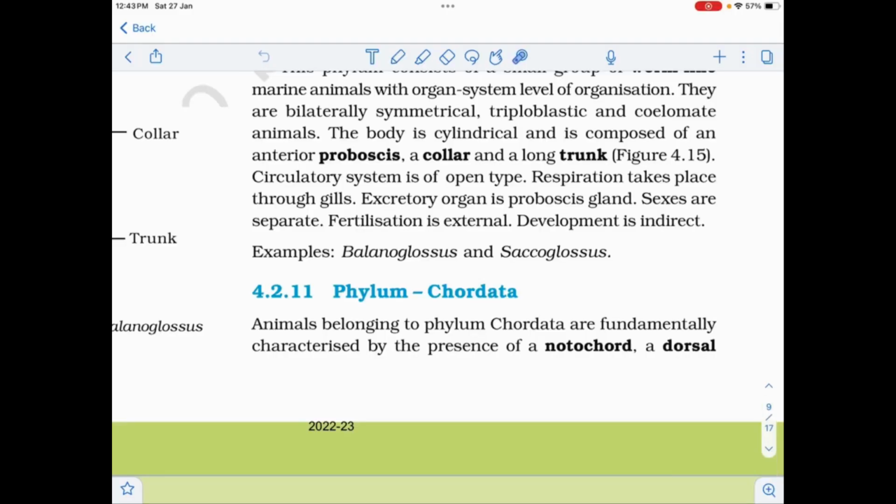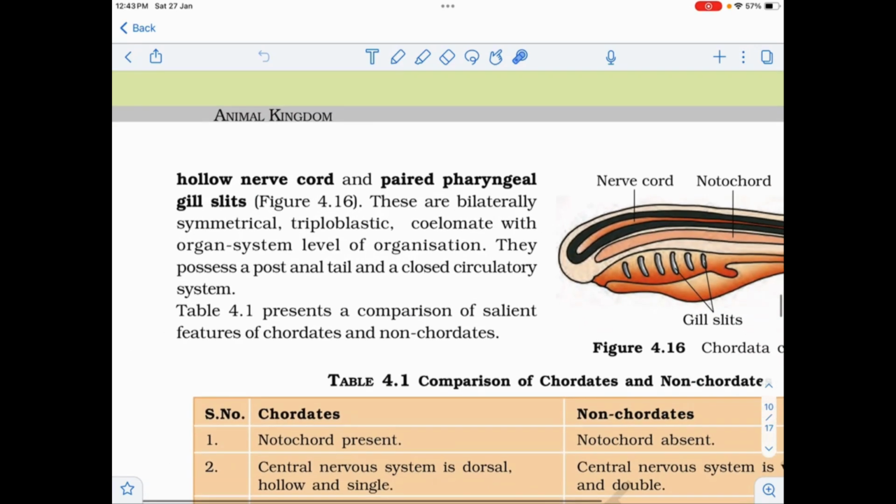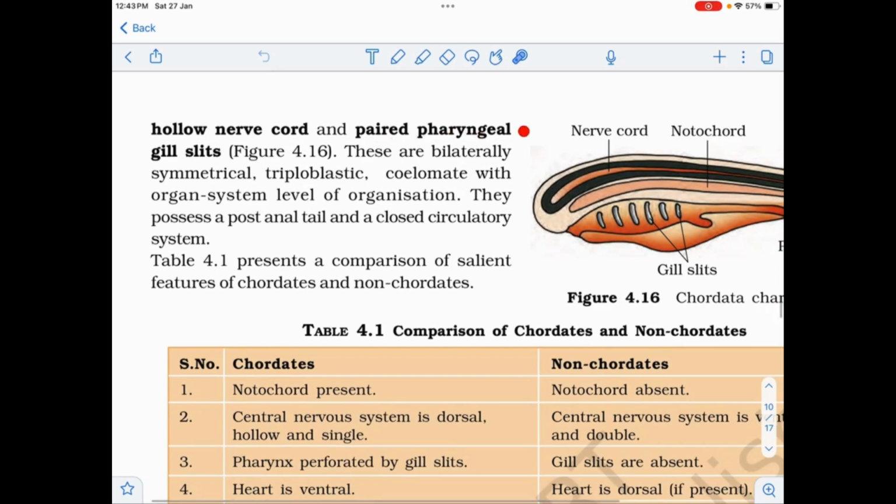Phylum Chordata. Animals belonging to the phylum Chordata are fundamentally characterized by the presence of a notochord, a dorsal hollow nerve cord, and paired pharyngeal gill slits. They are bilaterally symmetrical, triploblastic, coelomate with an organ system level of organization. They possess a post-anal tail and a closed circulatory system.